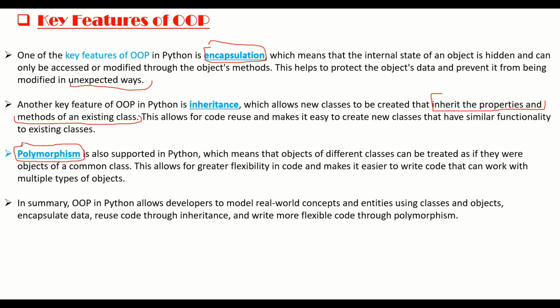objects. In summary, OOPs in Python allows developers to model real-world concepts and entities using classes and objects, encapsulate data, reuse code through inheritance, and write more flexible code through polymorphism.